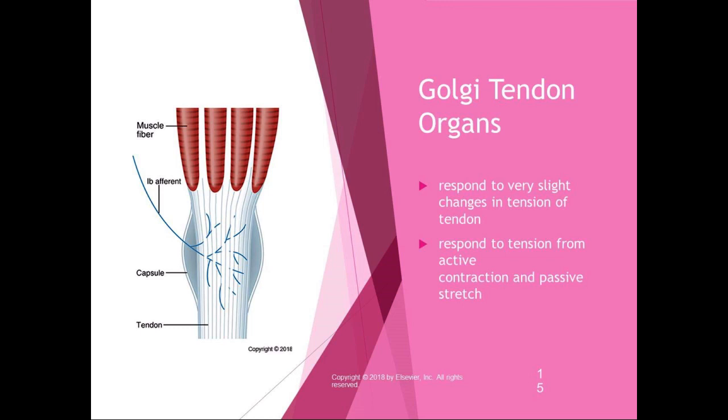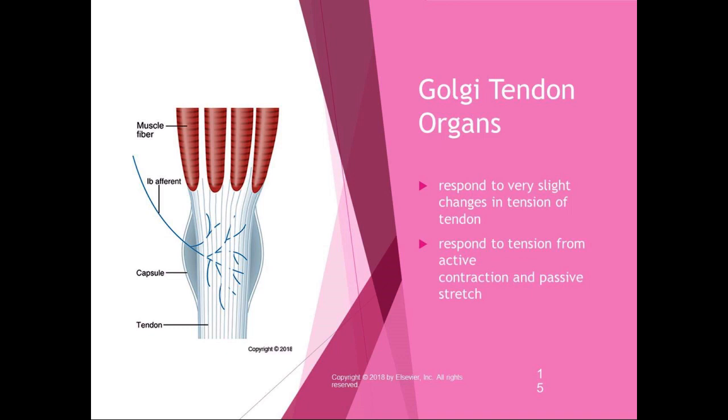Golgi tendon organs respond to very slight changes in the tension of tendons. They respond to tension from active contraction and passive stretch. So our Golgi tendon organs are telling us a lot about what the muscles are doing. And they are 1B afferents, so a little slower than muscle spindles. And they are giving us information about joint position sense. So they are in the proprioceptor group. They're giving us a lot of good information.